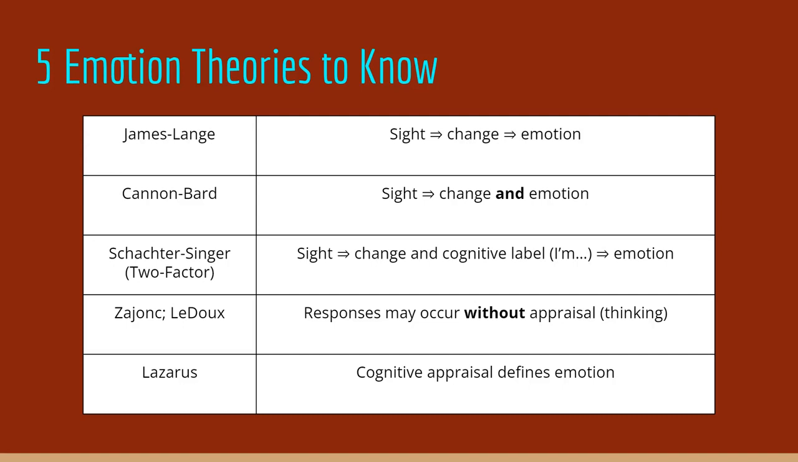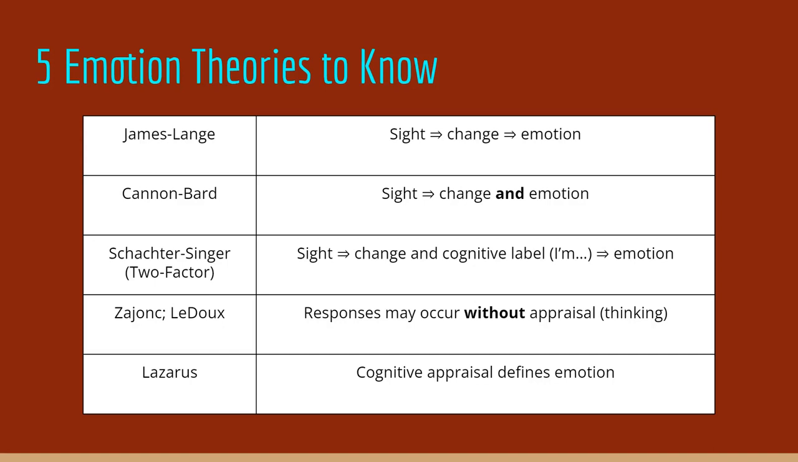And then Cannon-Bard: sight, change, and emotion. So it's the same as James-Lange, but instead of change and emotion being separate and one after the other, they're at the same time. That's the only difference between those two.